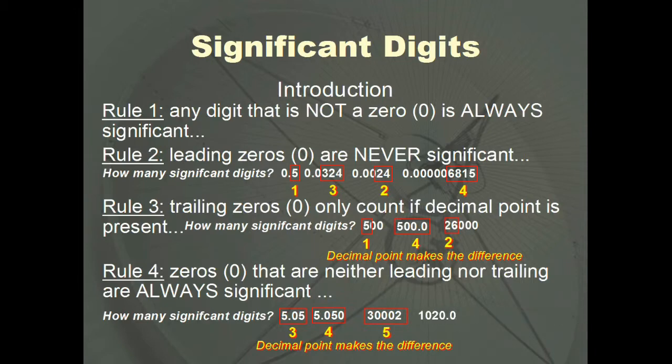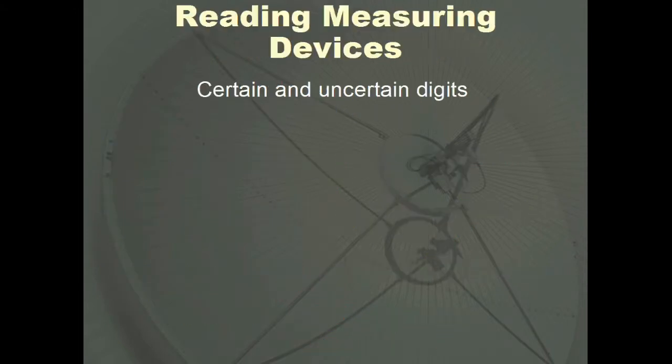What about 1020.0? There's another decimal. Hence, 5 significant digits in that number. Alright, now that we have identified some significant digits and the rules that go with it, why do we care? Well, here's the deal. In science, we measure things. And reading measuring devices is where we need to be sure how many digits we can write down.